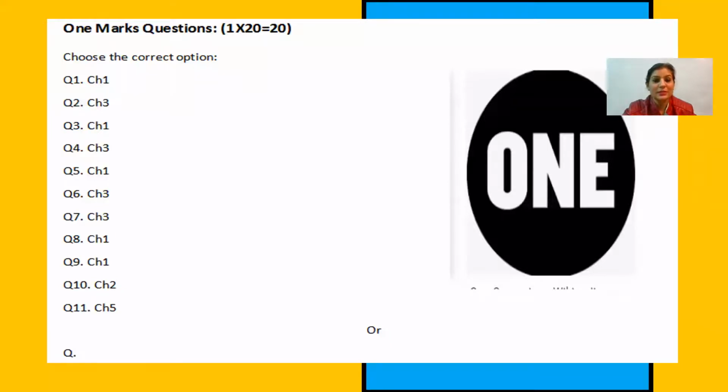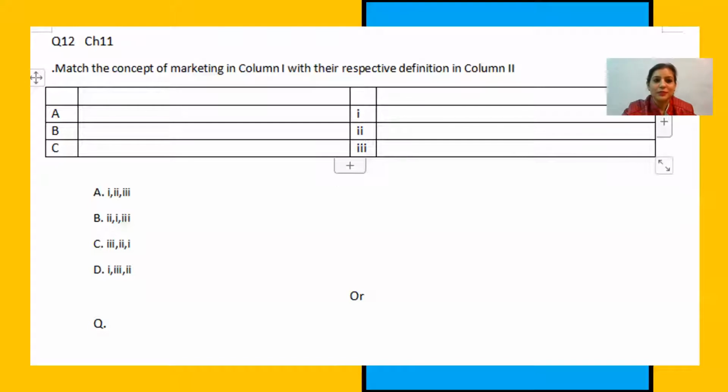How are the internal choices? Look at question number 11. Question number 11 in the sample paper is from chapter 5, and the optional part is also from chapter 5, the organizing chapter. And for the very first time, match the column in 1 marker. Very first time, match the column in 1 marker.